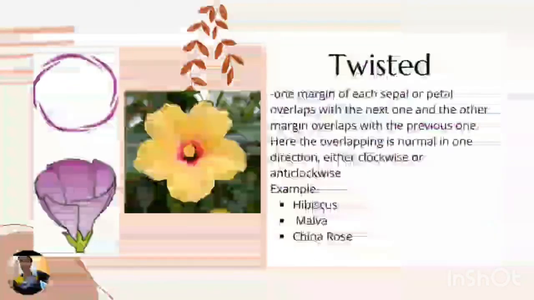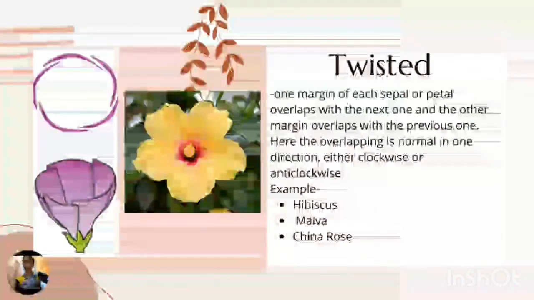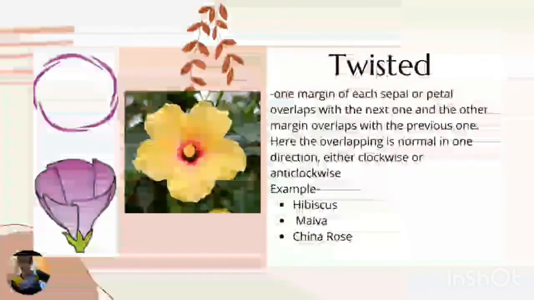And next, I would like to tell about twisted. Twisted aestivation is determined when one margin of each sepal or petal overlaps the next one and the other margin overlaps the previous one. Here the overlapping is in one direction, either clockwise or anti-clockwise. It will always be either clockwise or anti-clockwise, it will not be mixed. Examples of flowers that have twisted aestivation are hibiscus, malva, and China rose. Thank you.